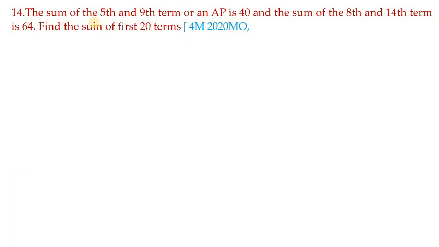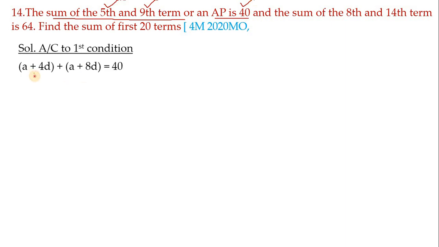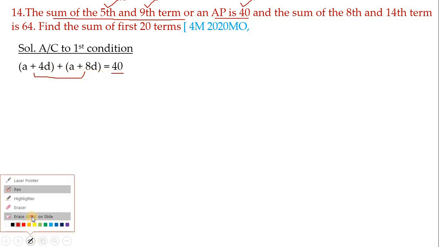Here, first understand the problem. In this problem, 2 statements they have given. First statement is sum of 5th and 9th term of AP is 40. 5th term, how can you write? That is a plus 4d. 9th term, how can you write? That is a plus 8d. These two sum is 40. So according to the first condition, I am adding a plus 4d plus a plus 8d equals 40. Next let me simplify this, children.